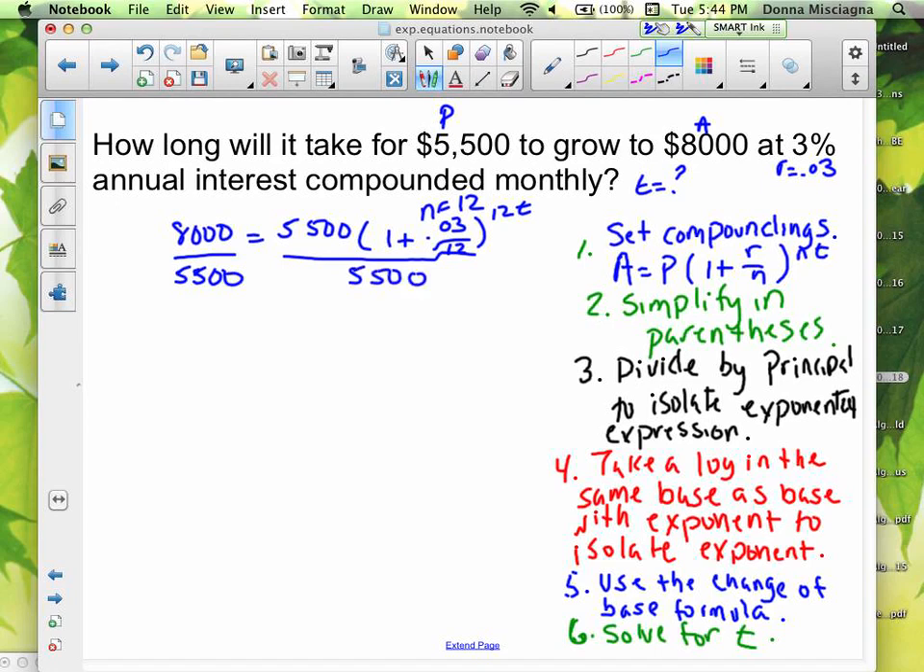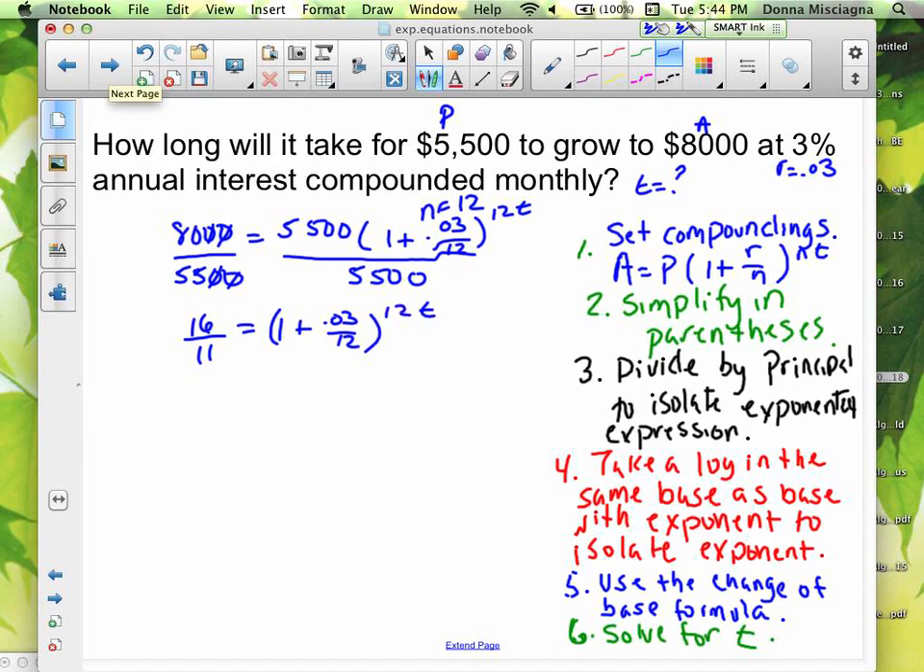All right, so, well, this will reduce a little bit. The zeros will cancel. And 80 and 55, they're both divisible by 5. So that's going to be 16 over 11. That's a nice number there. 16 11ths equals, and that'll cancel, so we'll have 1 plus 0.03 divided by 12, all to the 12t power.